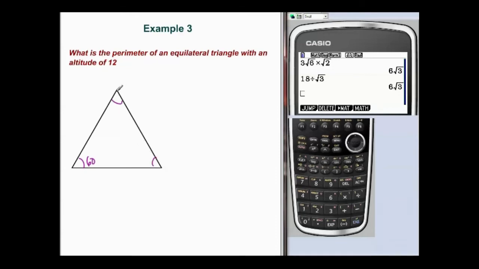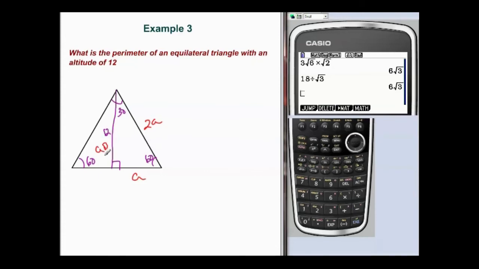And an altitude is going from the vertex all the way down to the base here and forming a right triangle. And now on an equilateral, that makes this angle bisector. So this is a 30. This is 60. And this is my 90. And our altitude is 12. Well, again, going back to here, if this is a radical 3, and this is 2a, so we want to find this side right here.